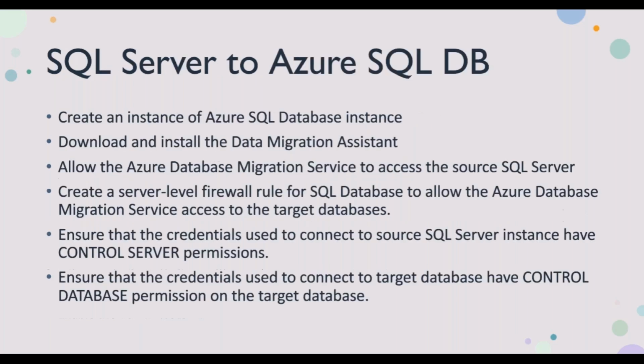Exclusively when we need to move from SQL Server to Azure SQL DB, what we need to do is create an Azure SQL database instance first. So these are the things we need to do first. Then we need to install the Data Migration Assistant. We need to create access between our Data Migration Assistant and our SQL Server so that it can learn it and give us recommendations. Then create a firewall rule.